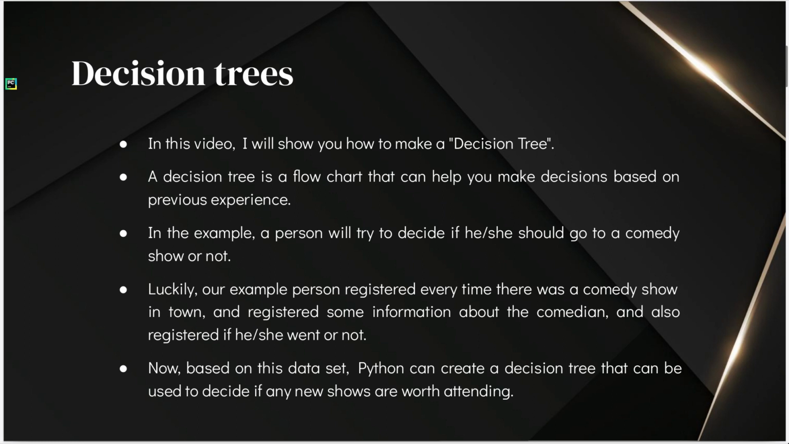So the example we will be considering in this lecture will be of a person who is trying to decide whether he or she should go to a comedy show or not. Luckily, this person had registered every time there was a comedy show in town in the recent past, and had also registered some basic information about the comedian. And lastly, he also registered whether he or she went or not. So now, based on this dataset, Python can help you create a decision tree that can be used to decide if any new shows that happen in town are worth attending or not.